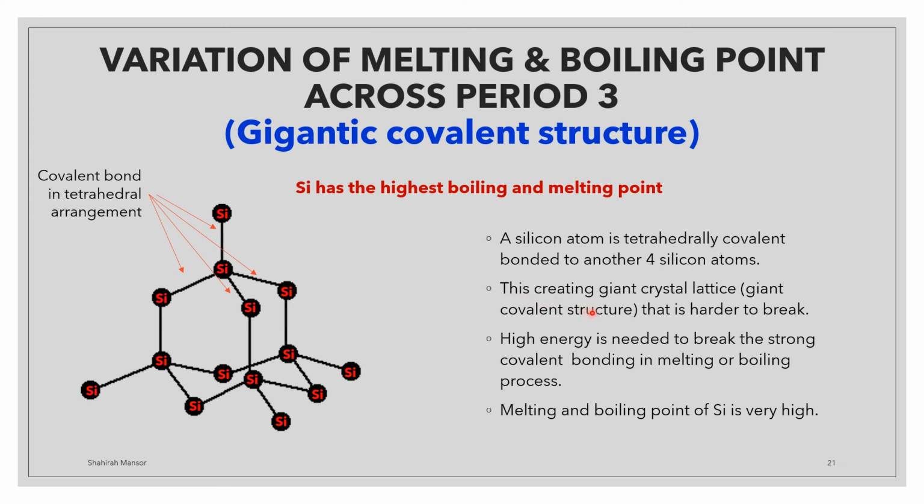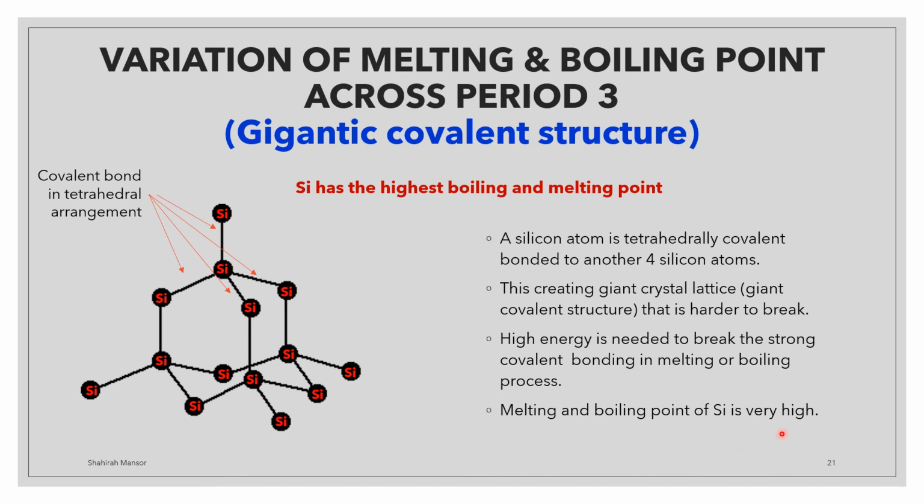So this creates a giant crystal structure, or giant covalent structure, and they are harder to break. Memandangkan those atoms are connected by covalent bonding and it is harder to break the covalent bonding, maka inilah yang akan menyebabkan melting and boiling point of silicon is very high. So due to the giant lattice ini yang terikat secara covalent bonding, yang harder to break and more energy needed to break the stronger covalent bonding, maka inilah yang akan menyebabkan melting and boiling point of silicon will be very high.